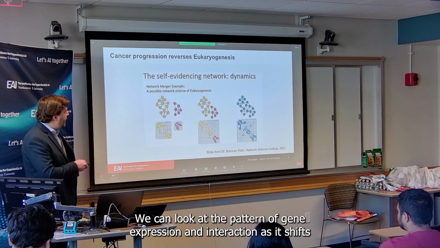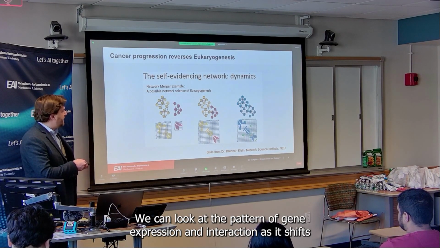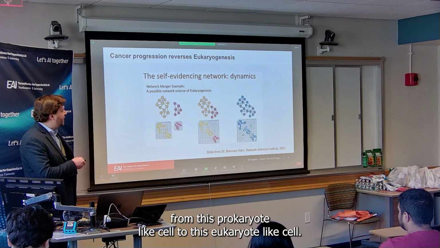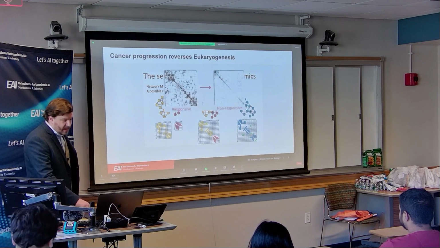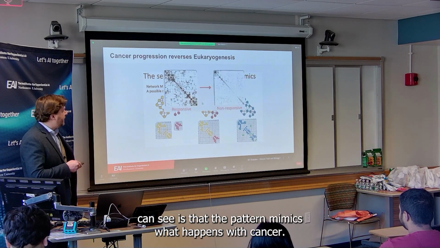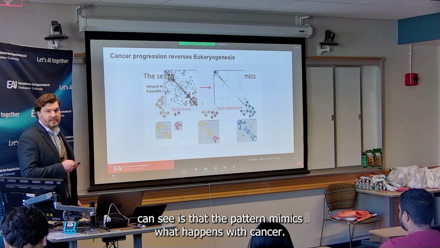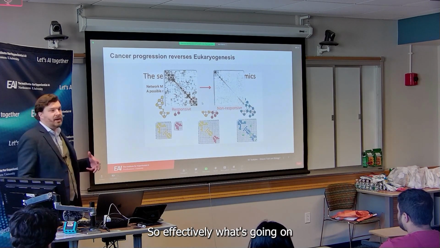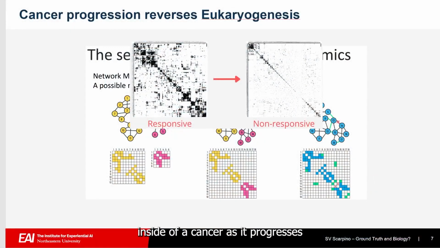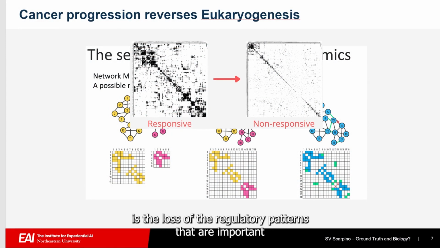We can look at the pattern of gene expression and interaction as it shifts from this prokaryote-like cell to this eukaryote-like cell. And what we can see is that the pattern mimics what happens with cancer. So effectively, what's going on inside of a cancer as it progresses is the loss of the regulatory patterns that are important for eukaryotic life.